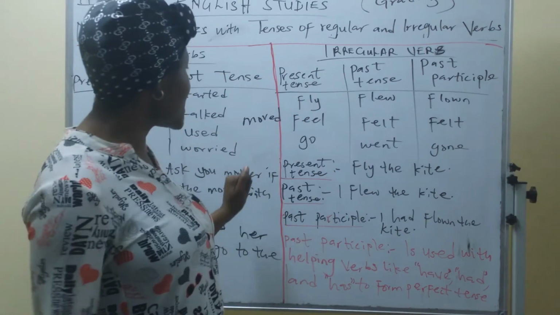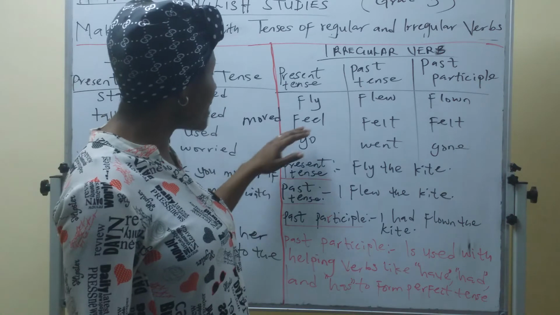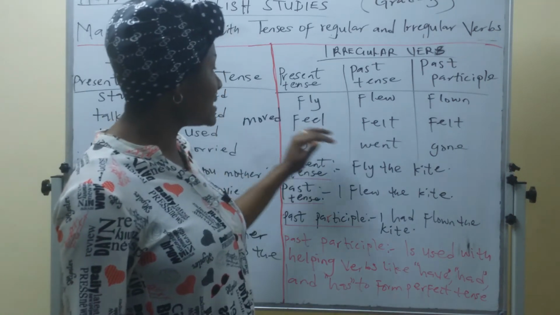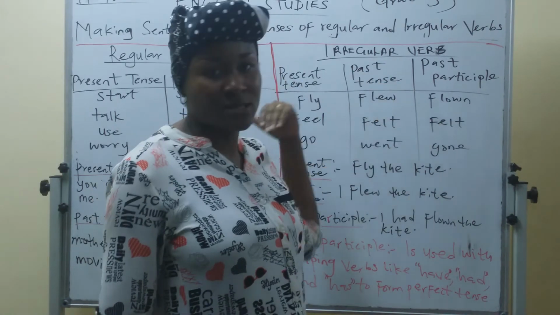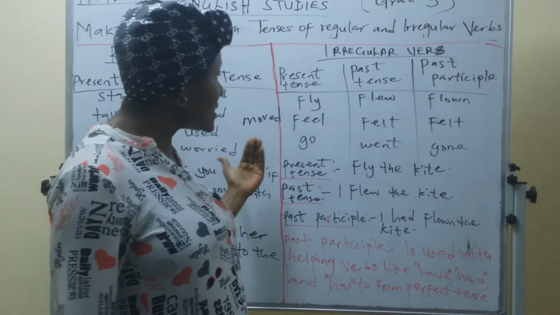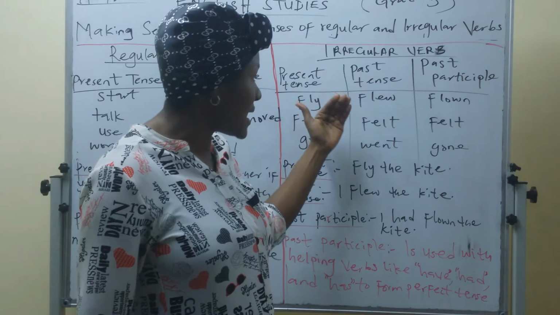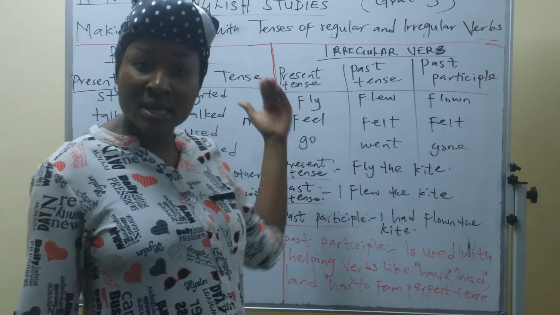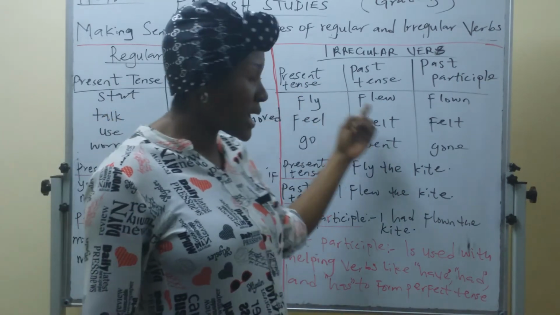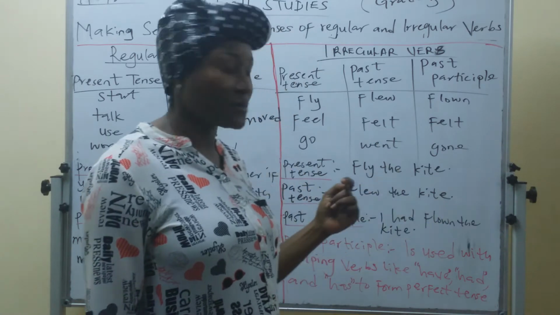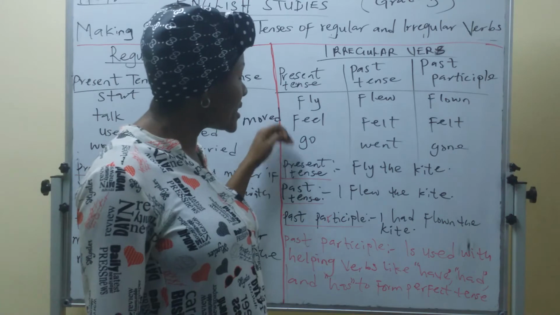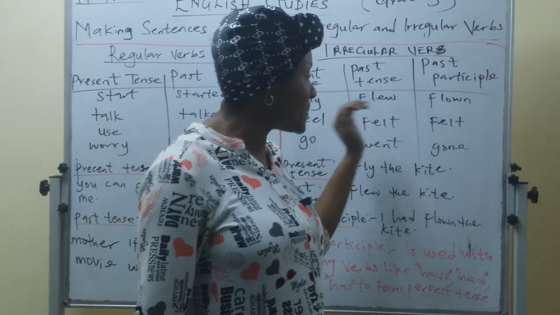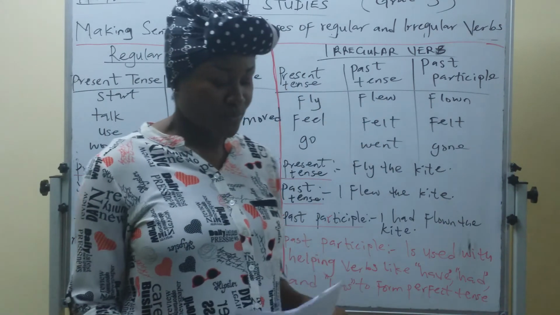So look at the present tense of this verb, feel. The past is felt. The past participle is the same thing, felt. Another one that has the same form for the past tense and the past participle is keep: keep, kept, kept. Now, go. The present tense is go, the past tense is went, the past participle is gone.